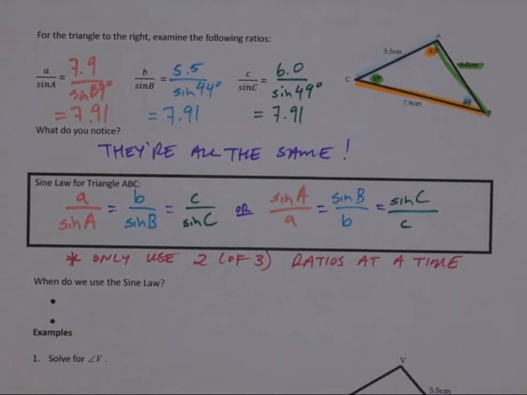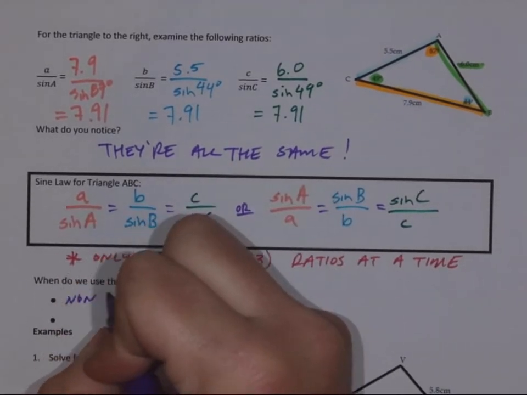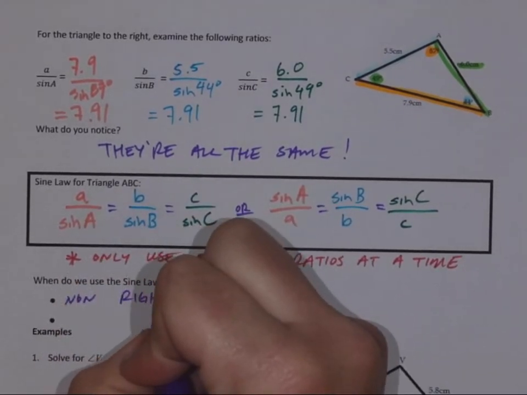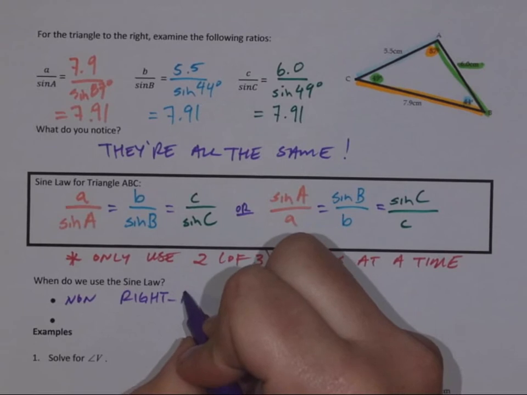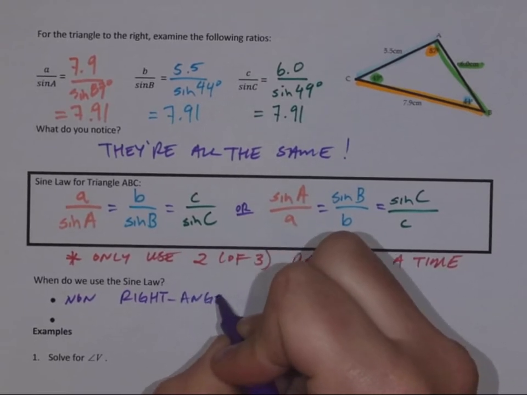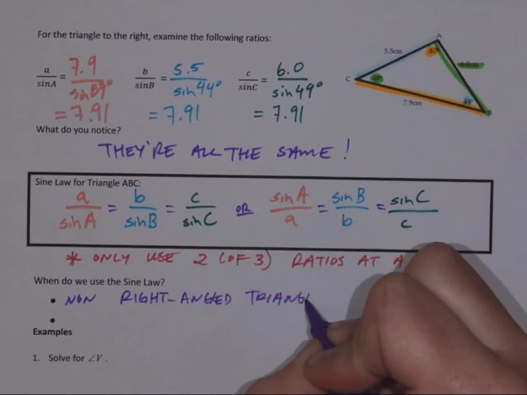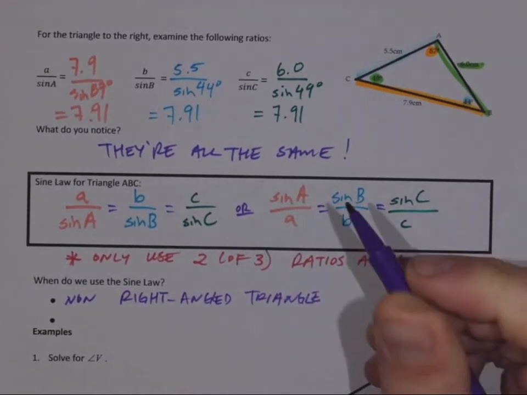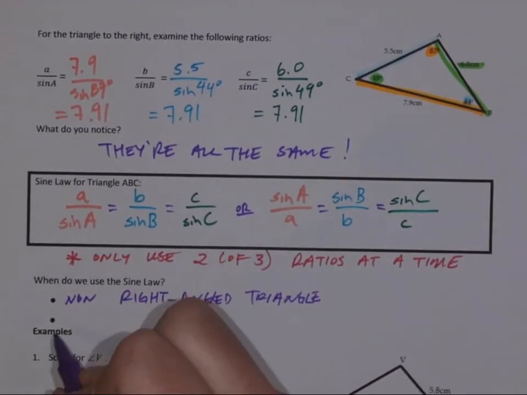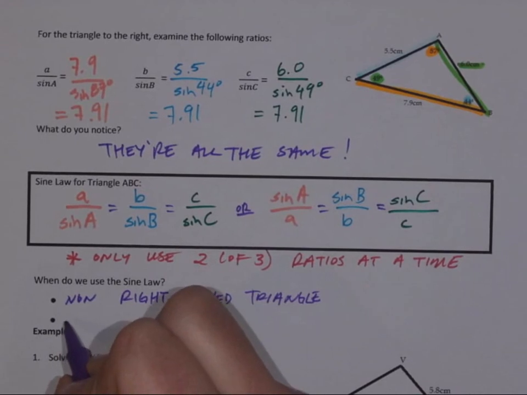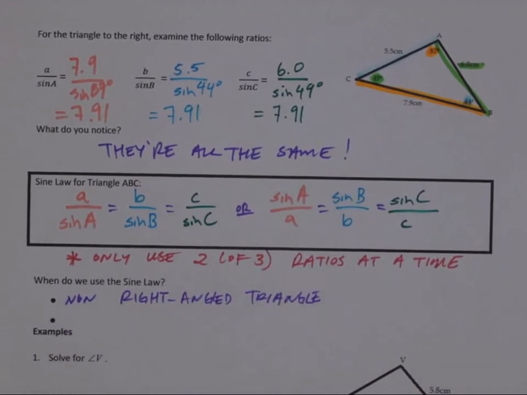So when do we use these? When do we use sine law? If we have a non-right angle triangle, and we have or can find a side and its matching angle across. I'll write that in part 2.